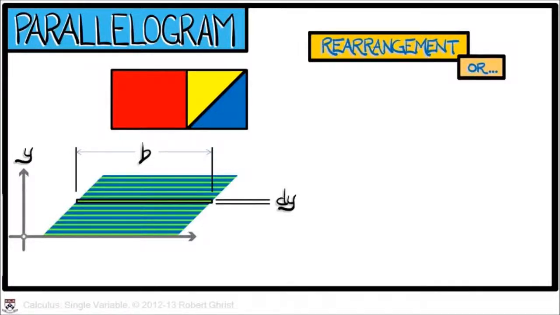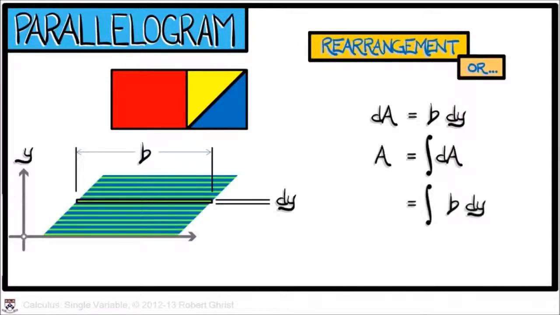Then what is the width of each strip? It is, let's call it b, the length of the base of the parallelogram. Now, how do we get the area out of this? The area element, the area of this thin strip, is b times dy, thinking of it as a rectangle with one edge of infinitesimal length. The area is the integral of the area element. That is the integral of b dy as y goes from 0 to h, the height of the parallelogram.